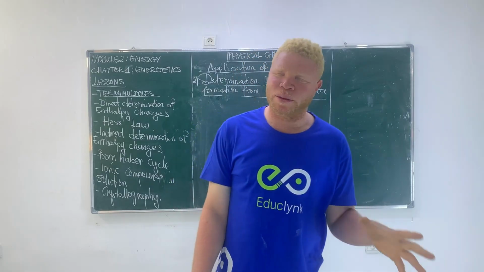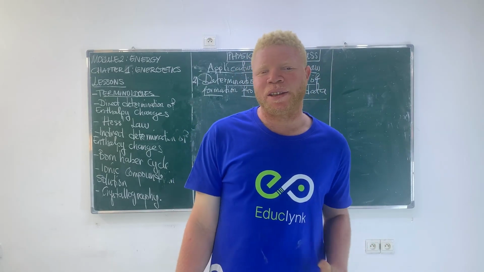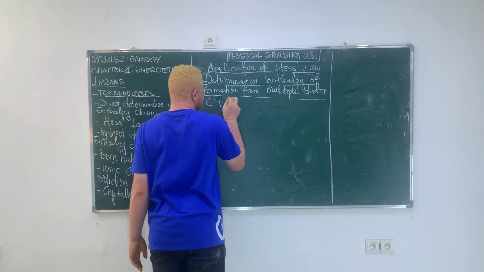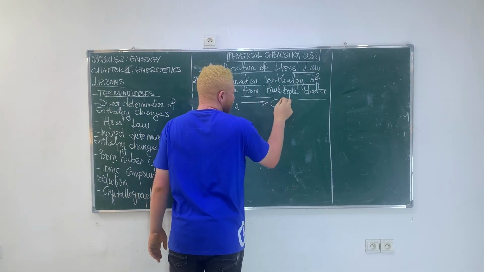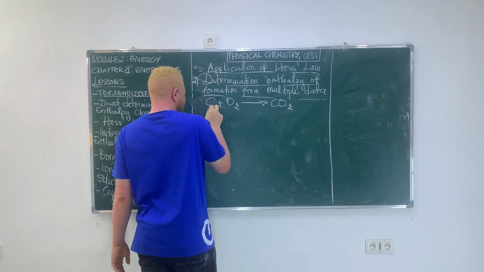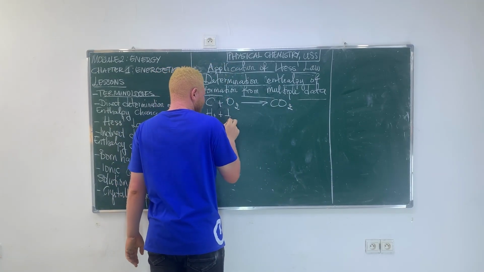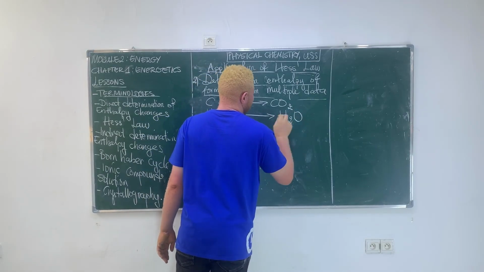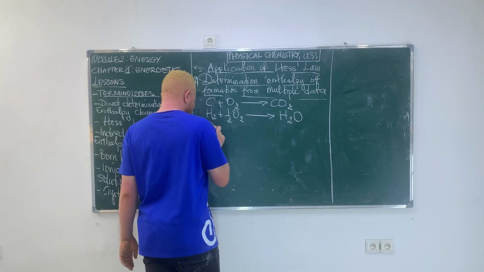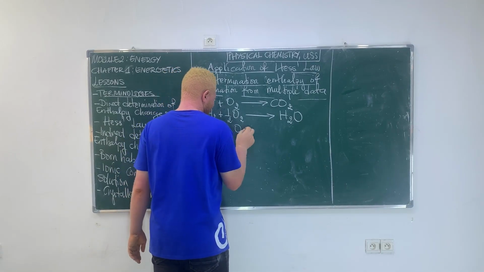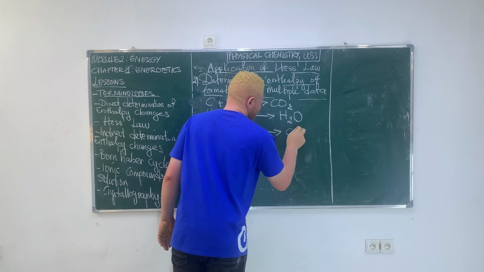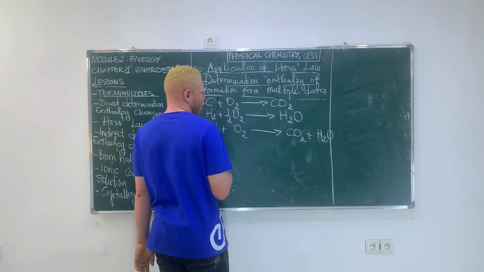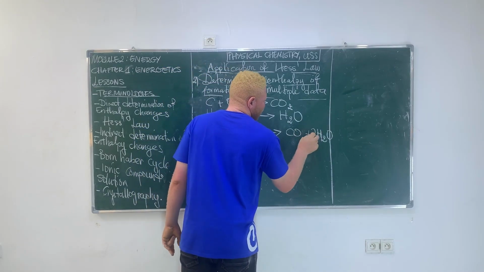So in this case, I'm going to give you three equations. Consider the three equations below. Equation one: C plus O2 giving CO2. Then H2 plus half of O2 giving water. Then CH4 plus 2 O2 giving CO2 plus 2 water.